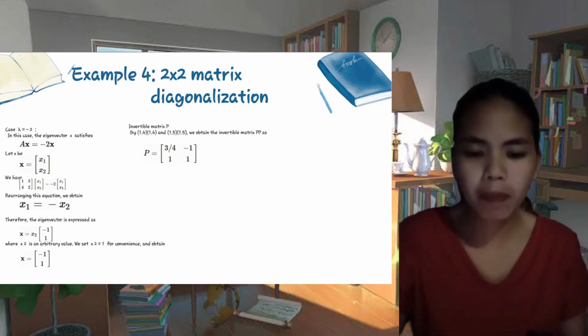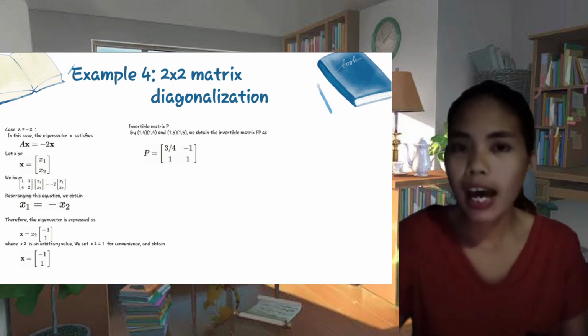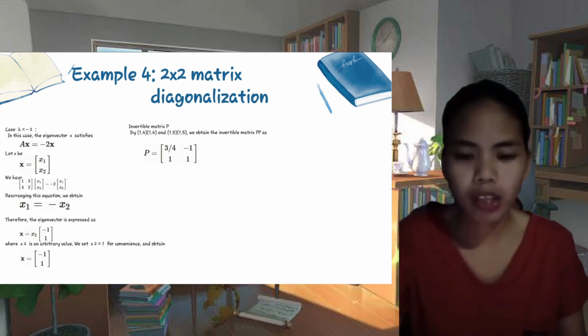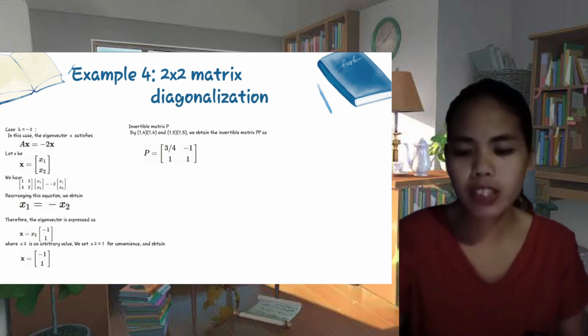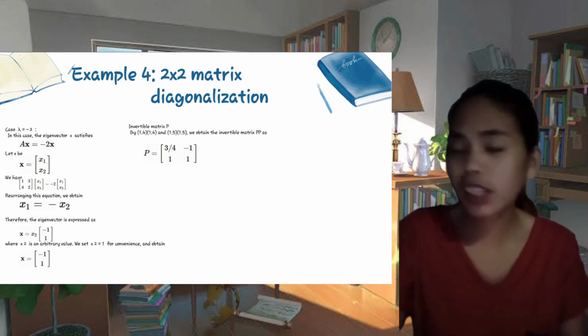We obtain the invertible matrix P as P equals the matrix with columns 3/4/1 and -1/1.